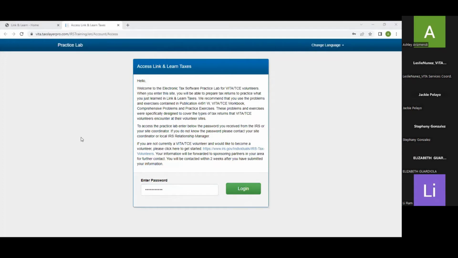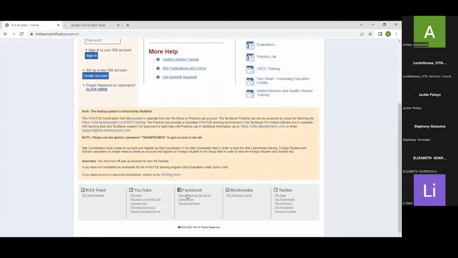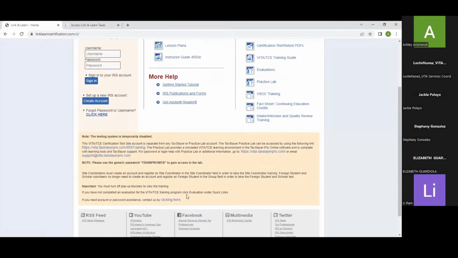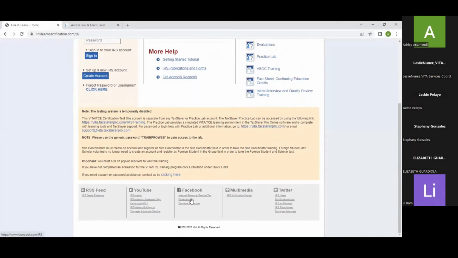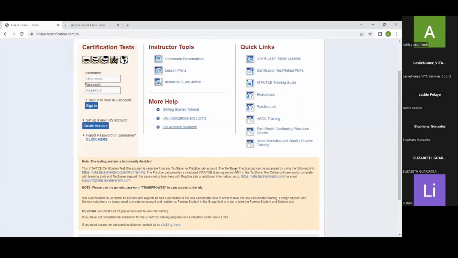All capitalized. And that password, actually, can you go back to the link and learn? The password is also at the bottom of the page, on the yellow note, right where the mouse is. It says, please use the generic password Train Pro Web to gain access to the lab. So if you ever forget the right password, it's right there.